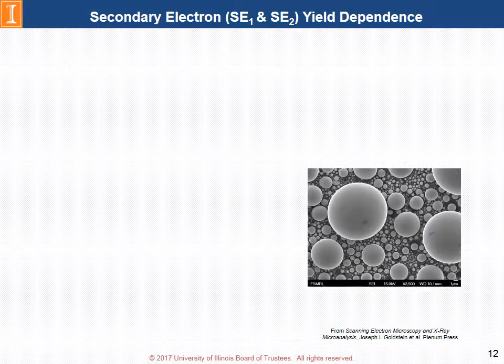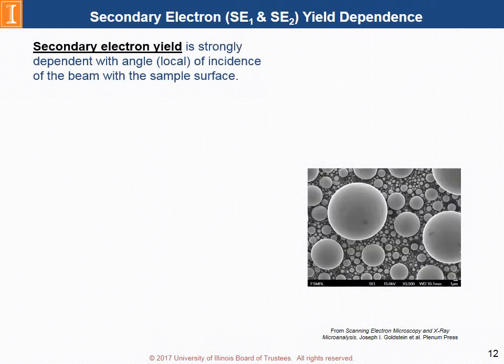This is a typical secondary electron image with spheres of different sizes sitting on a surface. The main reason that the secondary electron imaging can provide us topographic morphology information about the sample surface is that the secondary electron yield is strongly dependent on the relative orientation of the incident beam and the sample surface.